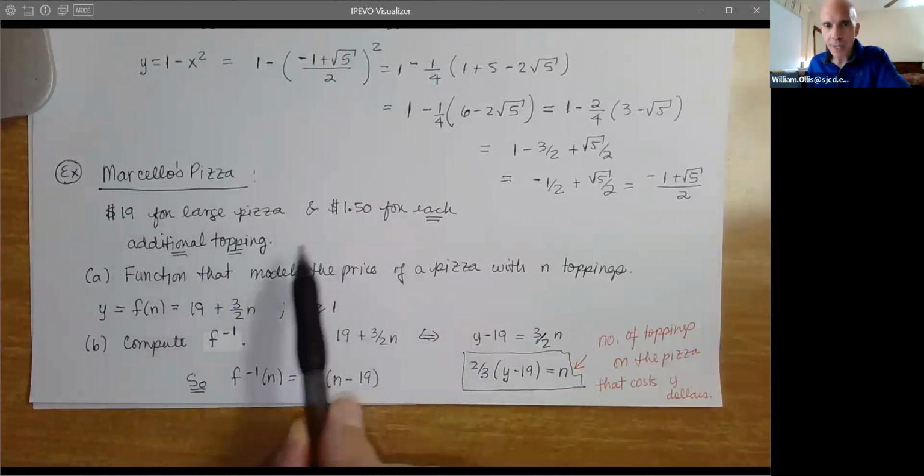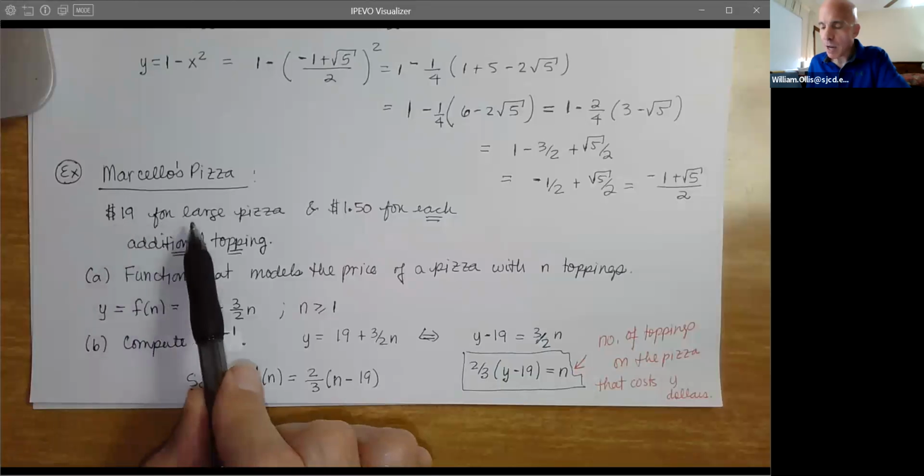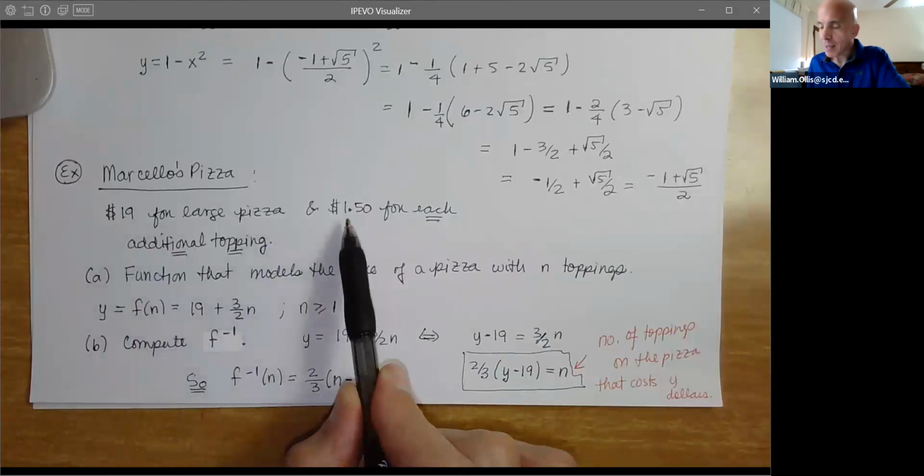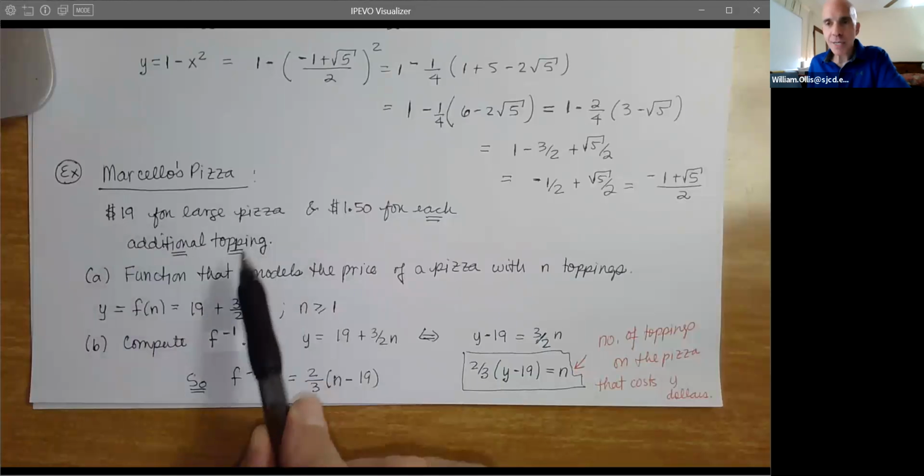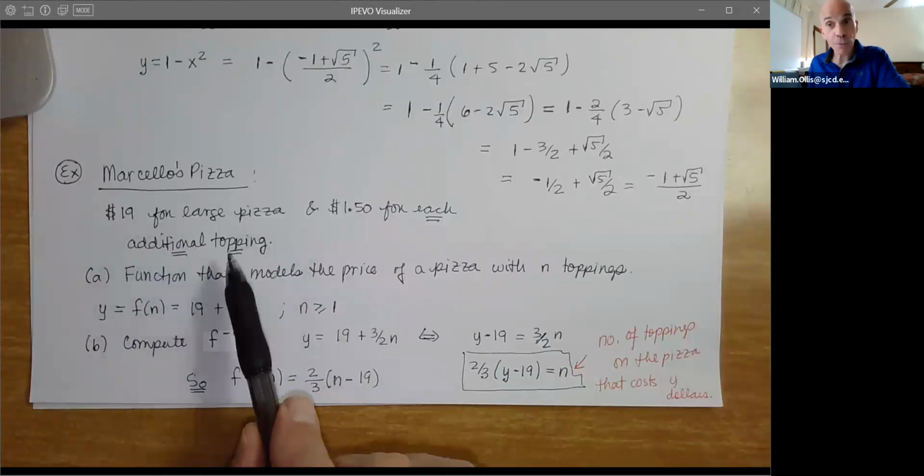Marcello has the following hypotheses for his pizza. He charges $19 for a large pizza and $1.50 for each additional topping. Okay, that's some good pizza.